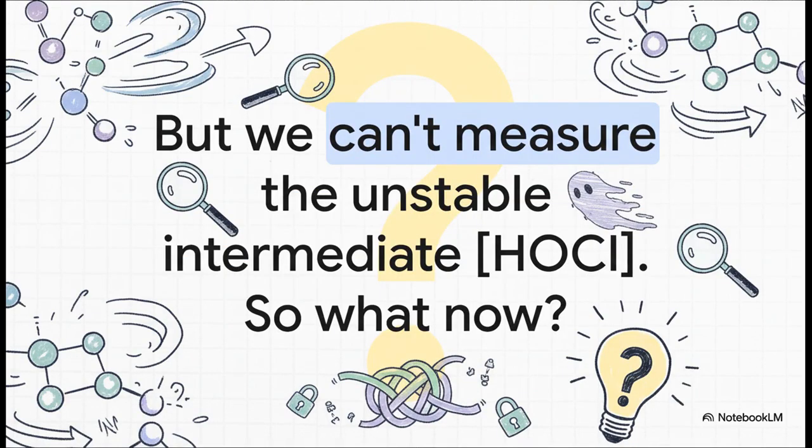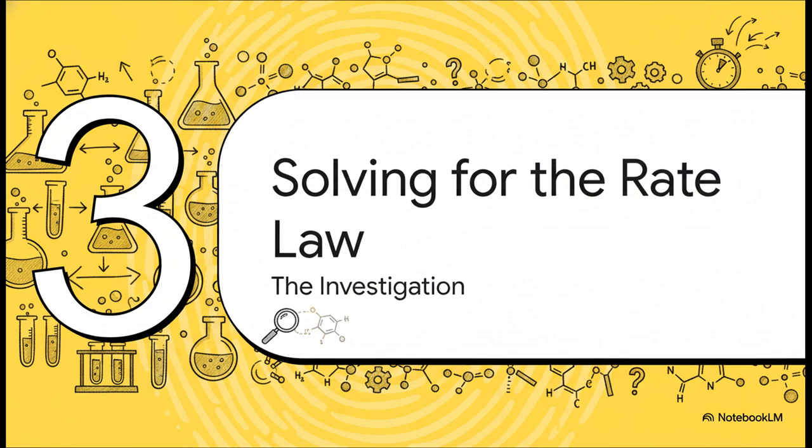And here's our big problem. We have this perfect-looking rate law, but it contains a term for HOCl, one of those super fleeting intermediates that we can't practically measure. It's like trying to solve a mystery when your most important piece of evidence just keeps disappearing. So what do we do now? Well, we put on our detective hats and do some chemical investigation. We're going to use what we know about the other steps in the mechanism to figure out a way to write our rate law using only the stuff we can actually measure in a lab.